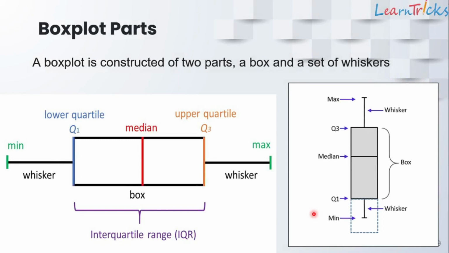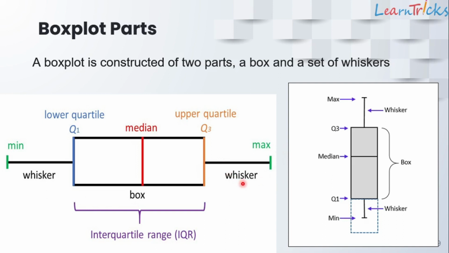So here is the construction of the box plot. The box plot is a construction of 2 parts, a box and a set of whiskers. Now this is a box from Q1 to Q3. This part is called the box, and these 2 lines, from this green line, the minimum, to this Q1, and from Q3 to the max, are the 2 whiskers.